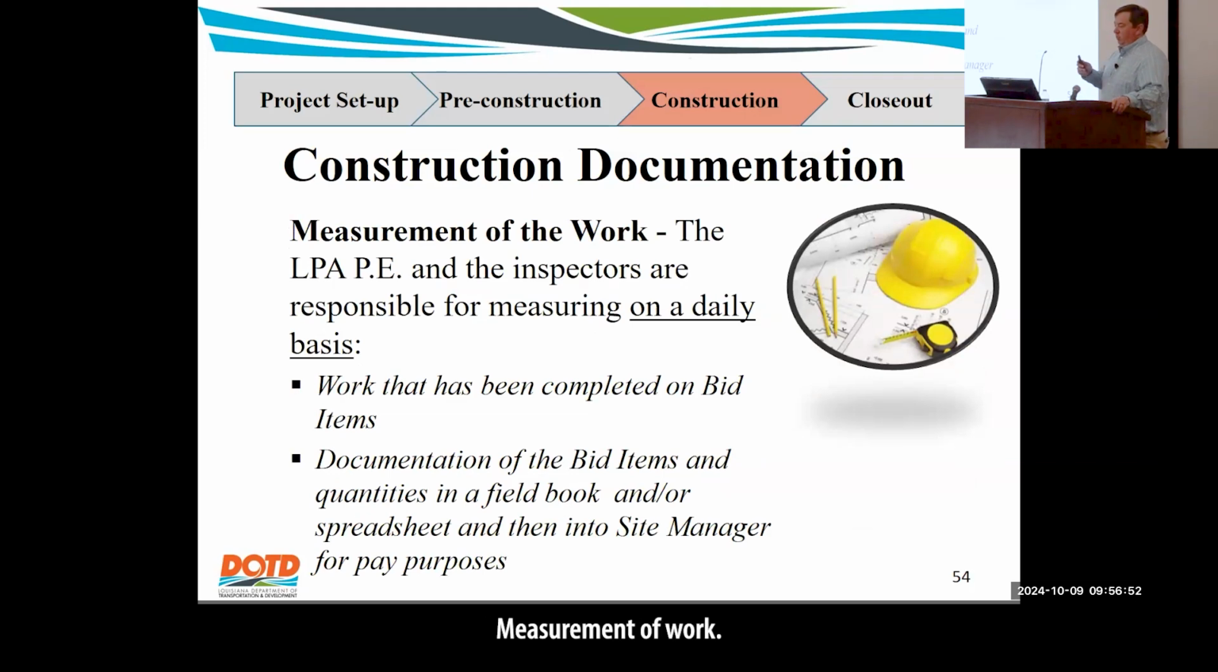All right, measurement of work, again, on a daily basis, checking all these things to make sure we're keeping up with quantities. What we don't want is at the end of the week, you go back out and try to measure everything that the contractor did. Invariably, you're gonna miss something. The contractor's gonna be mad because on the pay estimate, now he's missing certain quantities. Make sure you're keeping up with that daily so that we don't get behind.